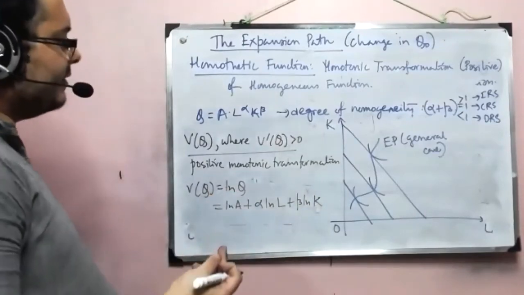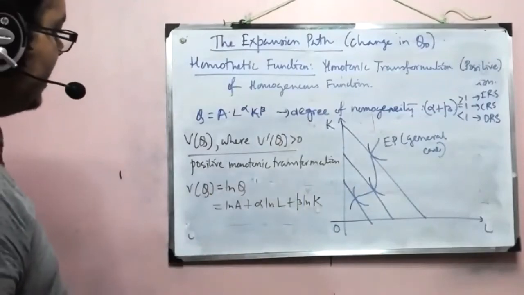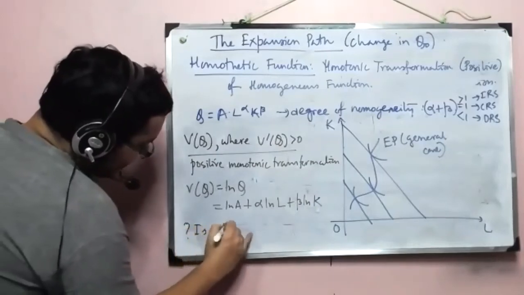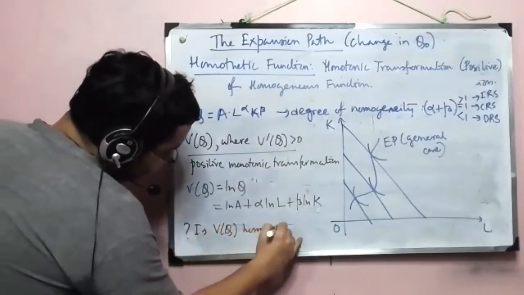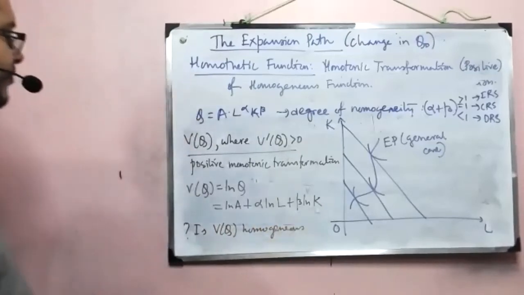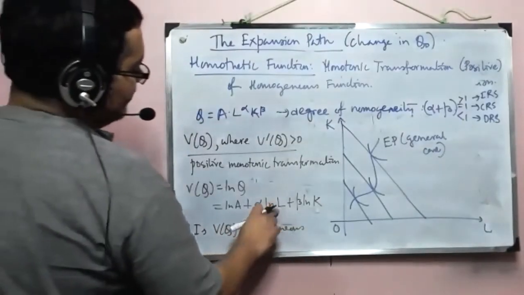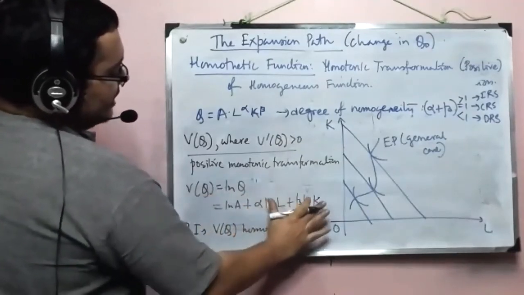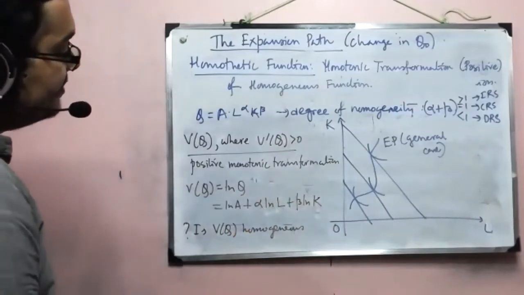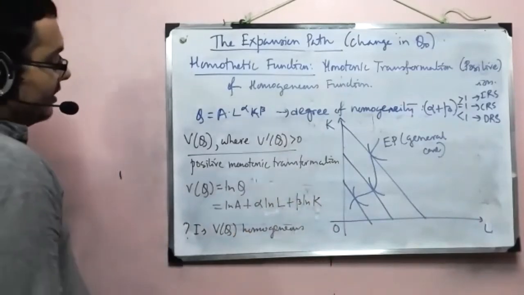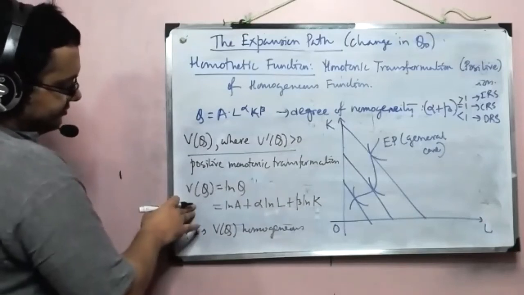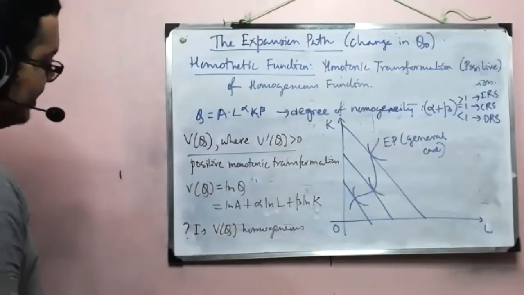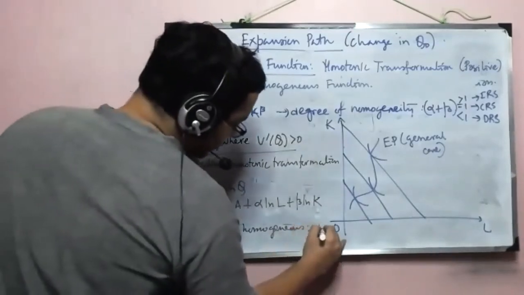Now there is a little bit of a problem. If I ask, is V of Q homogeneous? What do I see? If I multiply L by lambda and K by lambda, then the addition will expand. It will be alpha ln lambda plus beta ln lambda, two extra terms, but we cannot take them out as a common factor. So is V of Q homogeneous? No, it's not.